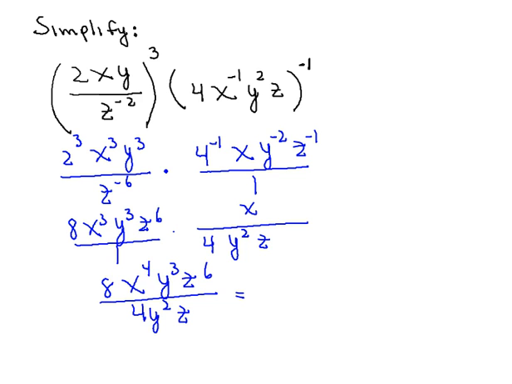And so then simplifying a bit further, we can see that 8 divided by 4 will produce 2. There's no other x factor, so then we have x to the fourth. And then y to the third divided by y squared becomes y to the first in the numerator. And then z to the 6th divided by z to the first becomes z to the 5th in the numerator, and we're finished.